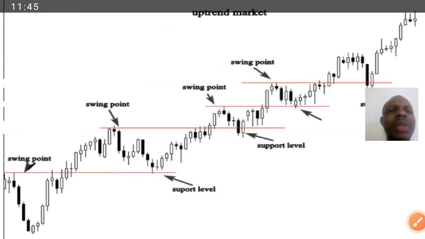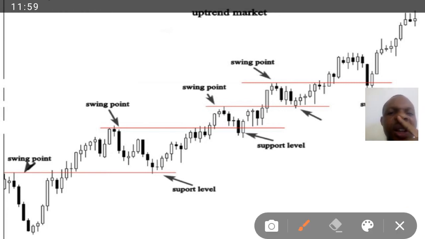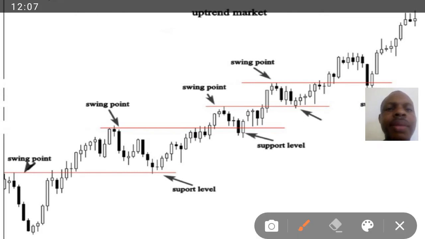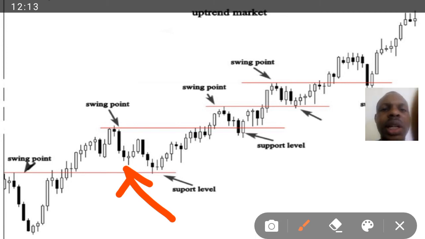Now, what have I been saying? Look at this. And see the lines, the horizontal lines. Those are the swing points. Those are the support and resistance. Now, see this red line. That's a swing point here. Why? Because there was a reversal here. So that was a swing point. Then it went up. These are other swing points.